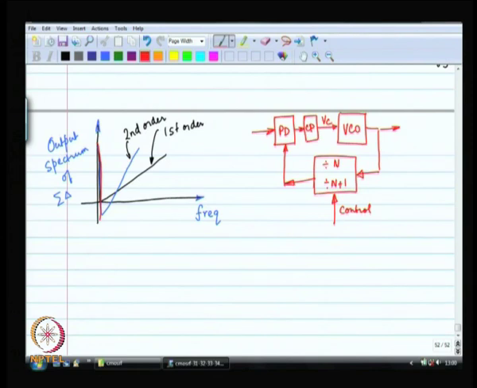So, the spectrum that I have drawn on the right hand side, on the left hand side is the spectrum of this control signal. Let me draw a more realistic spectrum for you. More realistic spectrum is going to look like this.